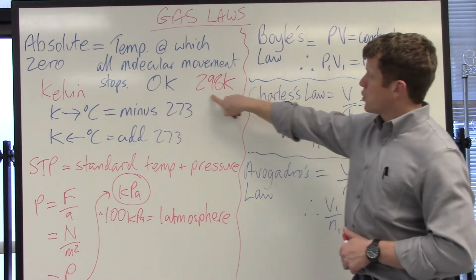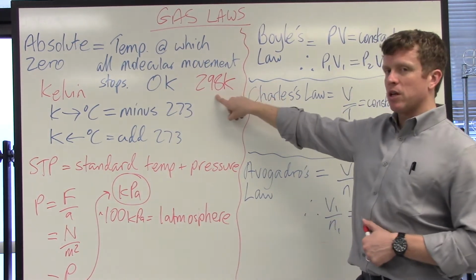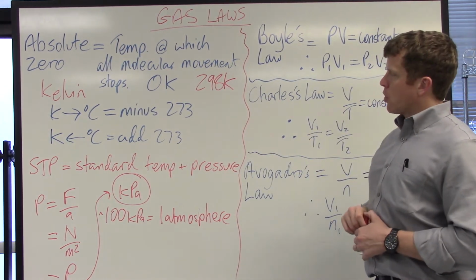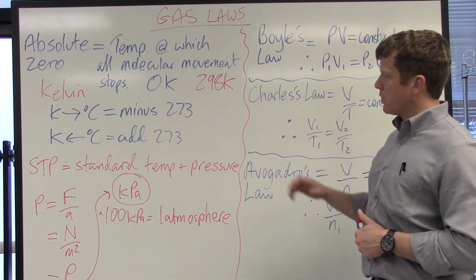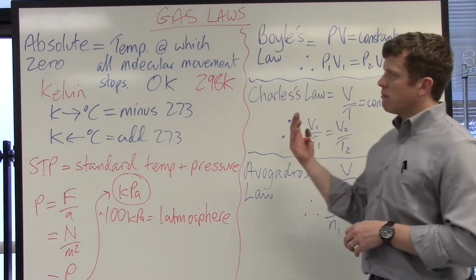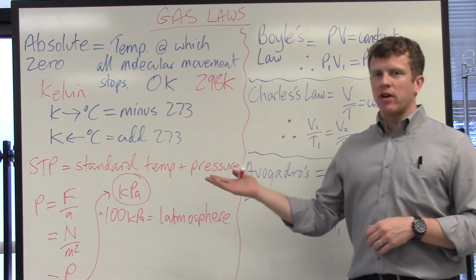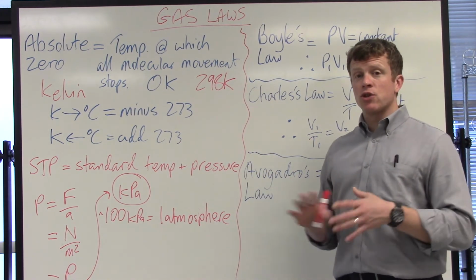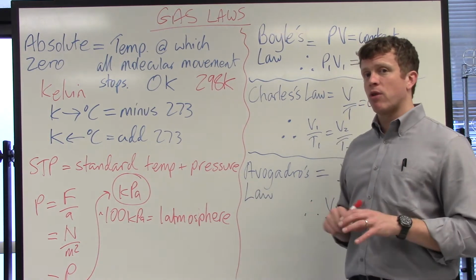So, for example, 298 Kelvin would actually be 25 degrees Celsius. We're doing lots of different calculations with gases. The temperatures and pressures could vary. So, one way around that is to assume a standard temperature and pressure.